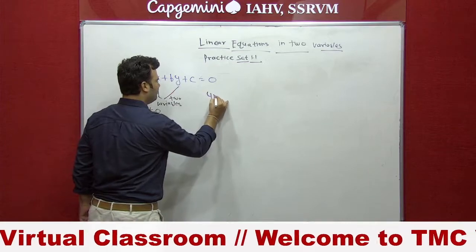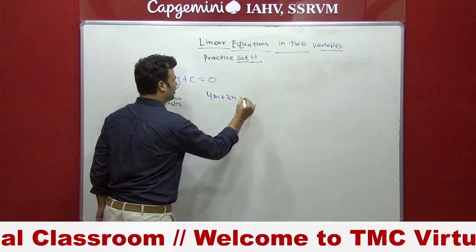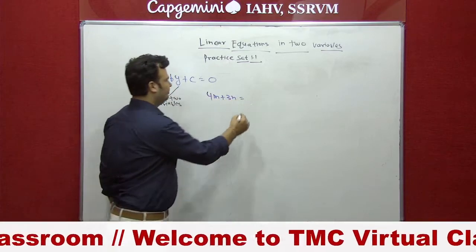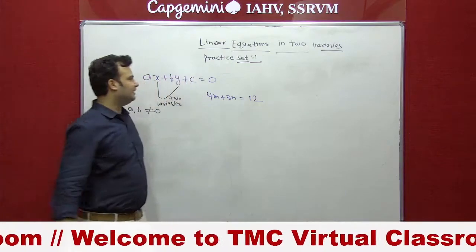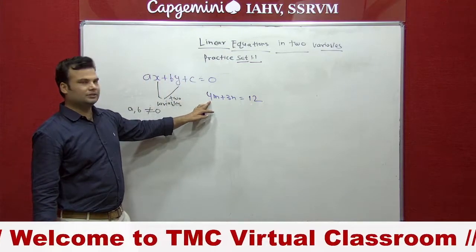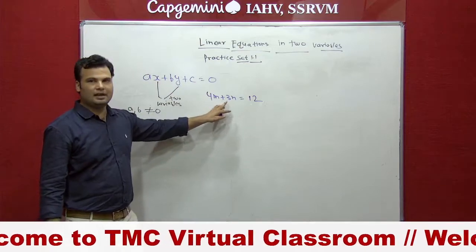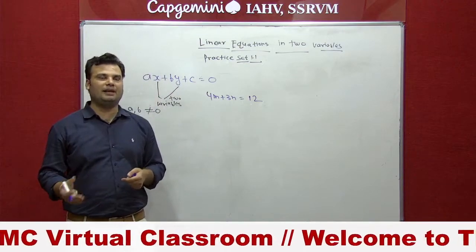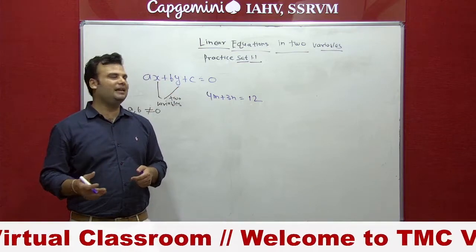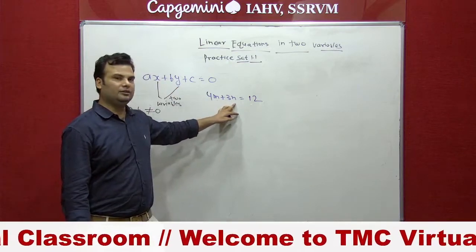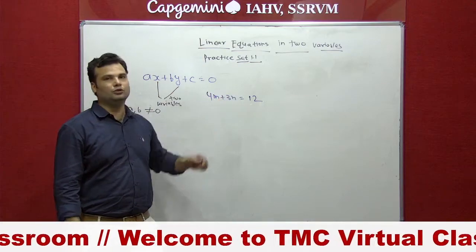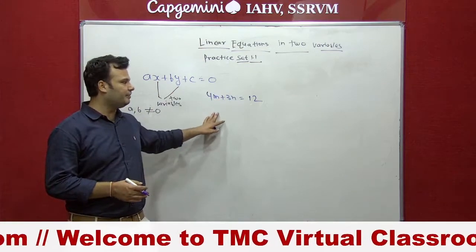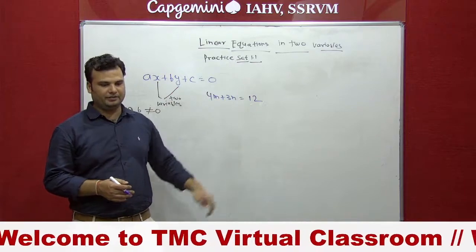Like 4m plus 3n equal to 12. Now you can see it is not given in x and y, but in m and n. The variable can be anything, like x, y, m, n, b, c, anything. So m and n, and the maximum index is 1. So we can say that the given equation is a linear equation in two variables.